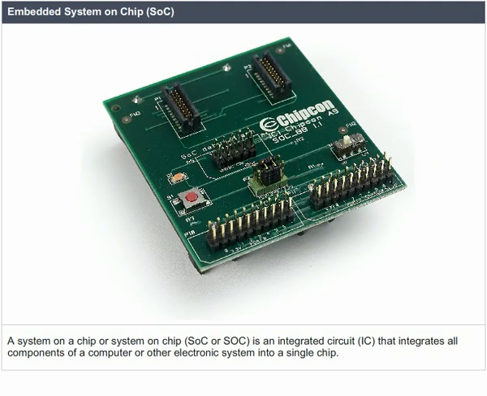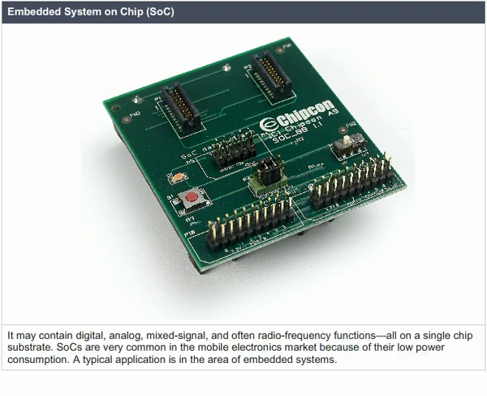A system on a chip, SoC, is an integrated circuit that integrates all components of a computer or other electronic system into a single chip. It may contain digital, analog, mixed signal, and often radio frequency functions, all on a single chip substrate. SoCs are very common in the mobile electronics market because of their low power consumption. A typical application is in the area of embedded systems.